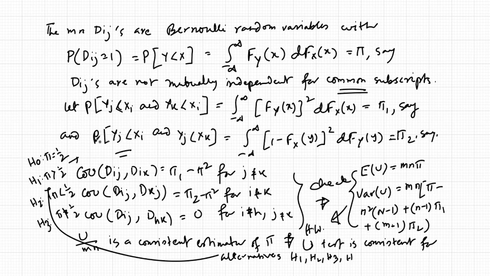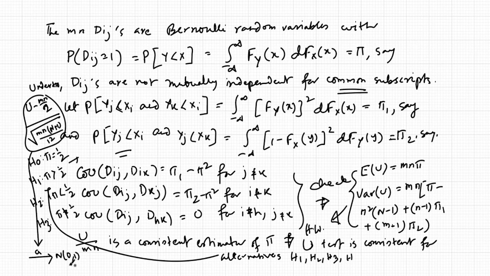And under H naught, U minus mn by 2 divided by root over mn(m plus n plus 1) by 12, this is asymptotically normal 0, 1, and this happens when m, n are both greater than 8.